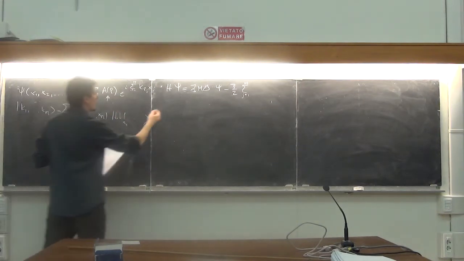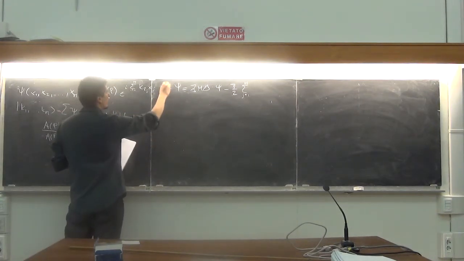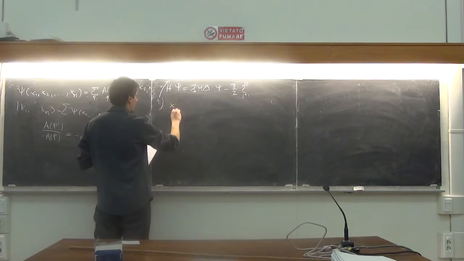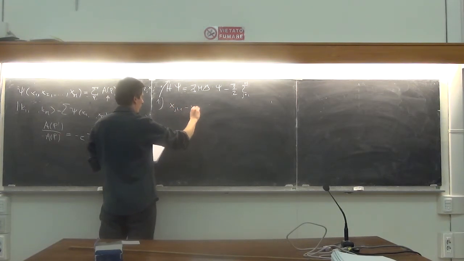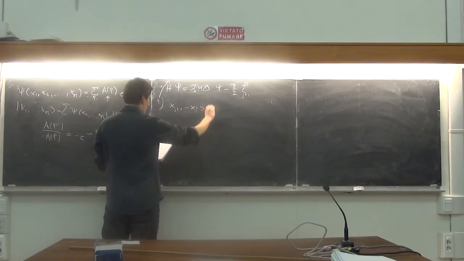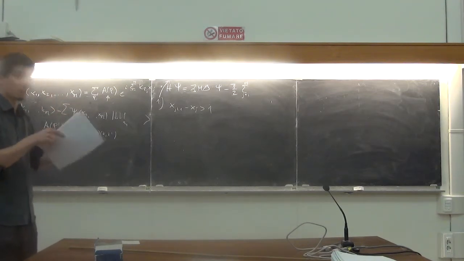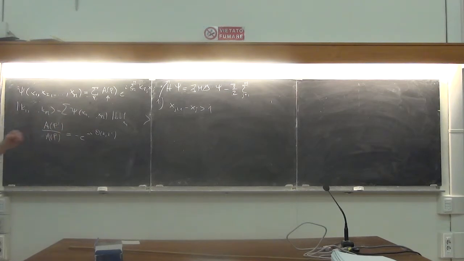I forgot to say. So, first case, what this means is that, if you think about these hopping particles, there are no neighboring particles in the state. Okay, so this is the easy case, right?